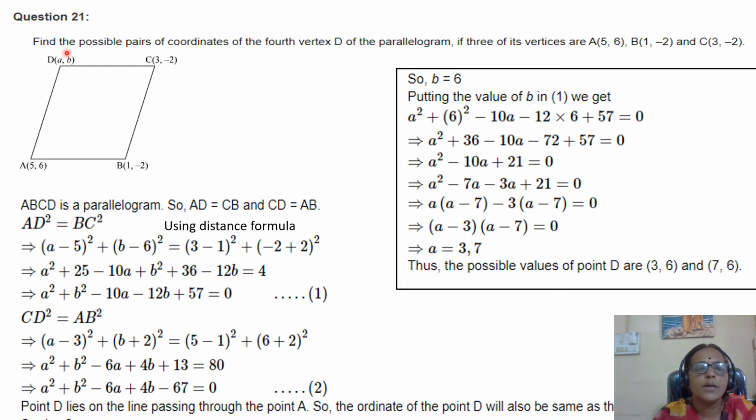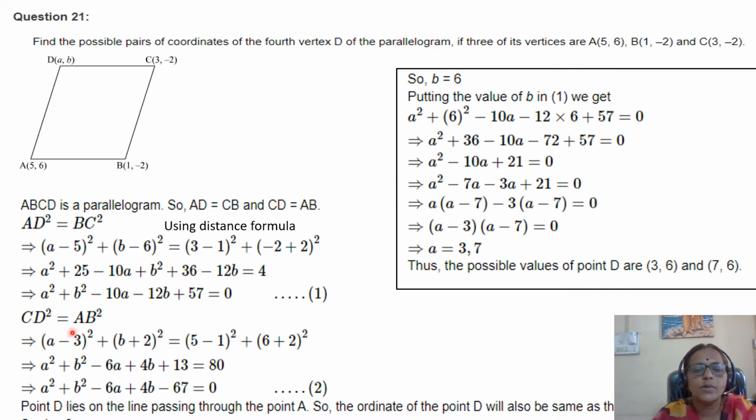Distance formula. (a minus 5) whole square plus (b minus 6) whole square is equal to (3 minus 1) whole square plus (-2 minus of -2, that is plus 2) whole square. So this is 0. This is 2 square, that is 4. Use a square minus 2ab plus b square. Apply this. The a square term, b square term, term with variable a, term with variable b, and then the constant term is equal to 0. Label it as equation 1.